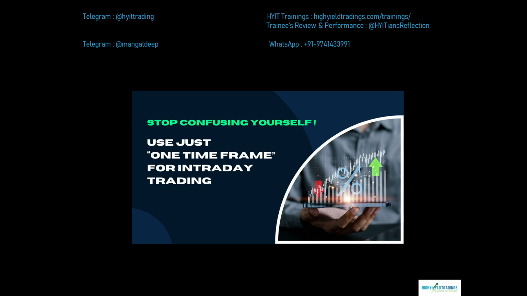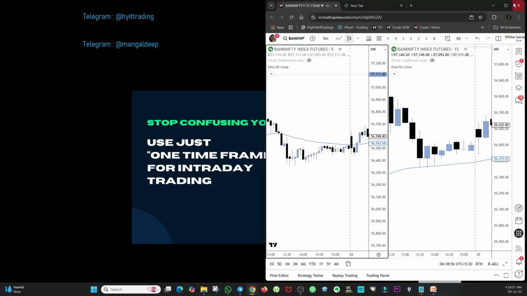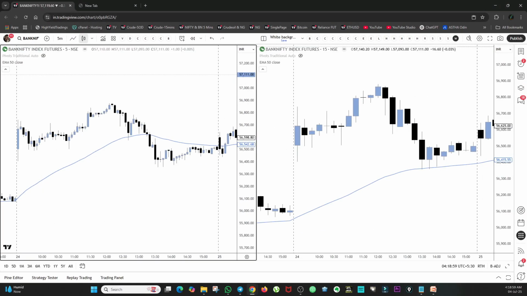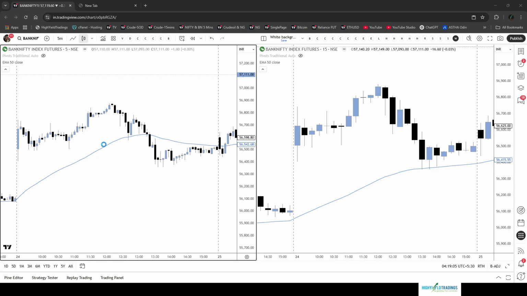Let me show this to you on the chart so that you are more clear on what I'm talking about. Let me bring on the chart and the pen as well. Just a moment. So basically what you see on the screen right now, on the left hand side, is a Bank Nifty 5 minute time frame, and on the right hand side, you have the Bank Nifty 15 minute time frame. And the line that you see here is a 50 EMA, the 50 exponential moving average.